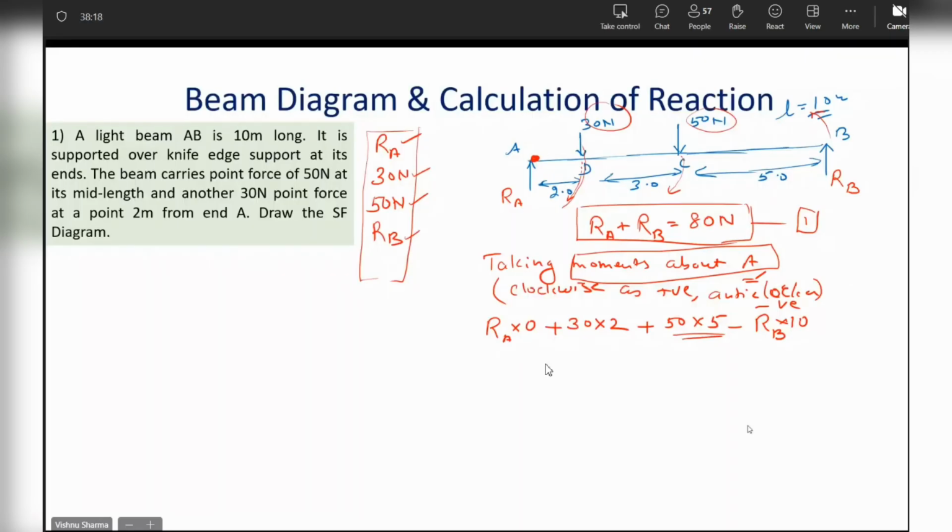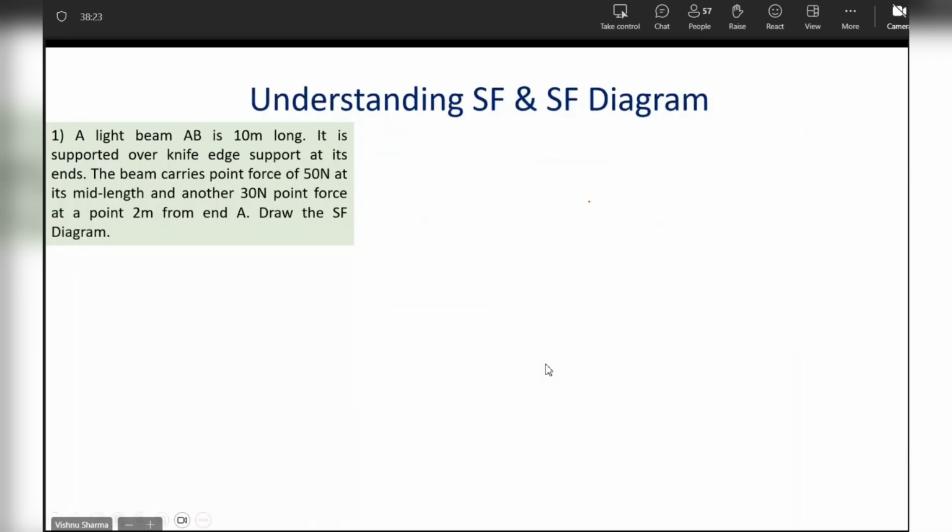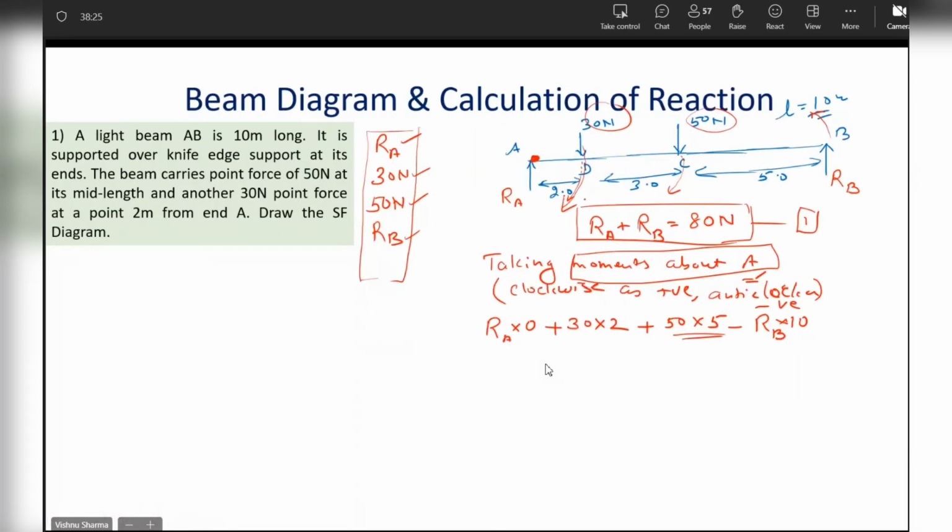So do you all agree that 30 Newtons is trying to rotate the beam in the clockwise direction, beta? Yes or no, guys? Please confirm. Likewise, 50 Newton is trying to rotate in the clockwise direction. And this moment of RB is tending to rotate in the anti-clockwise direction.